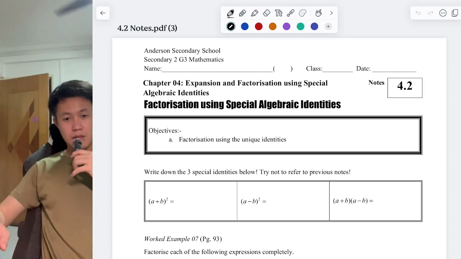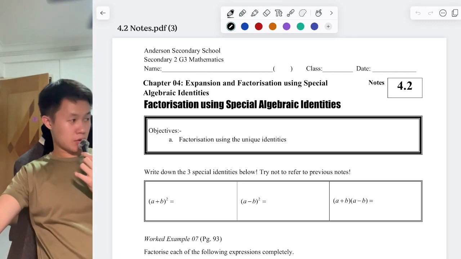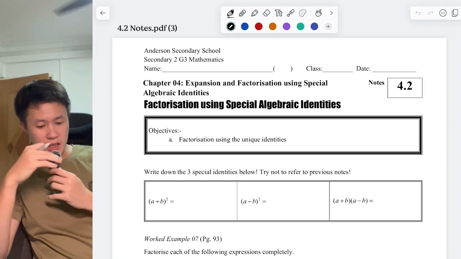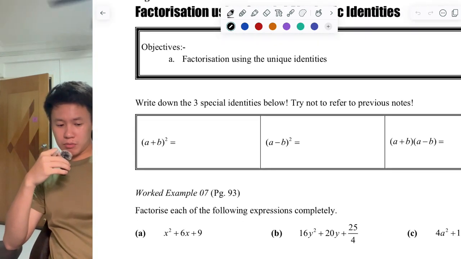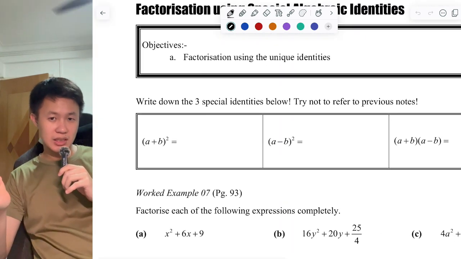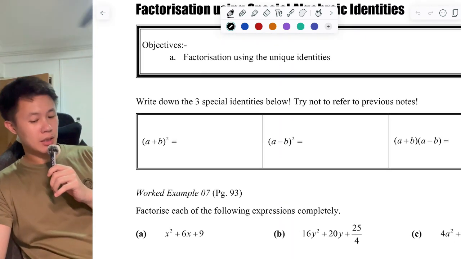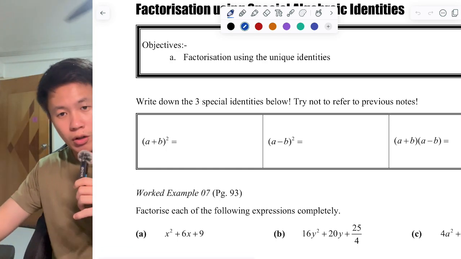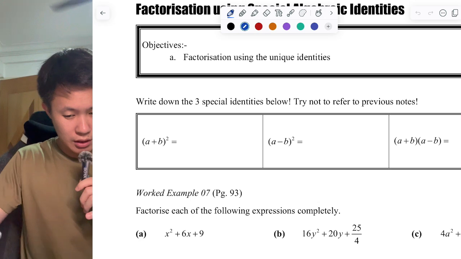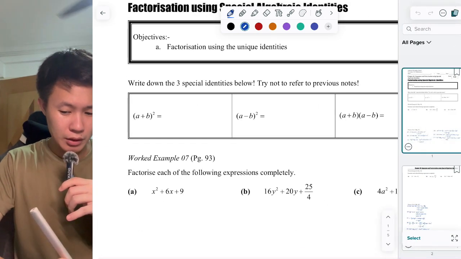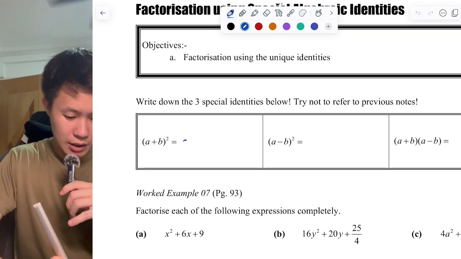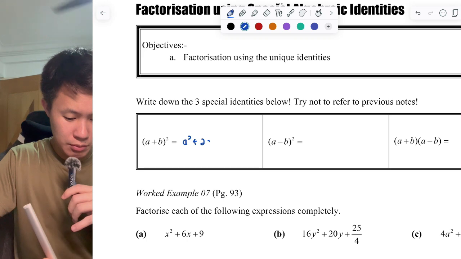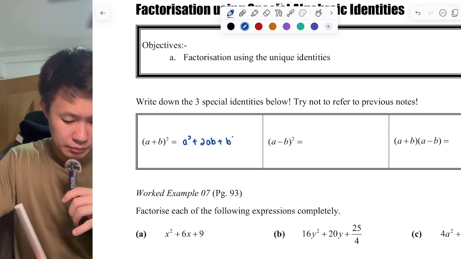Okay, welcome to this lesson on factorization using special algebraic identities. So I hope you remember the three identities here. One is (a plus b) bracket square. We went on a very long, extensive lesson, and essentially it gives us a square plus 2ab plus b square.